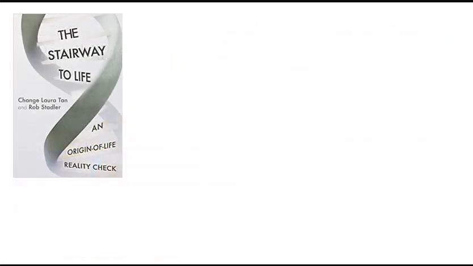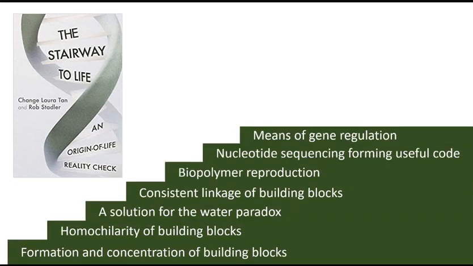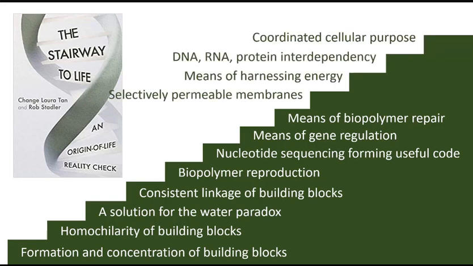In their book, Stairway to Life, An Origin of Life Reality Check, Tan and Stadler detail 12 different steps that would be necessary in coming up with the organization of matter for life. Now, this doesn't say that it would be alive, that's just saying doing the organization that would be necessary in creating the molecules and so forth. Now, in a previous class, we looked at 2 of these. In this class, we're going to look at just one more.